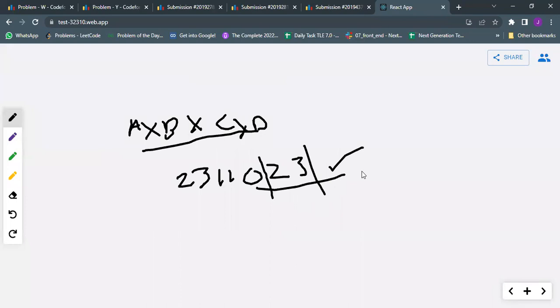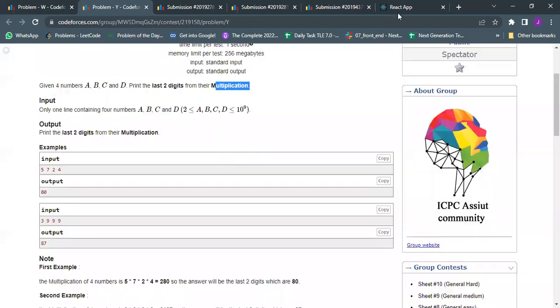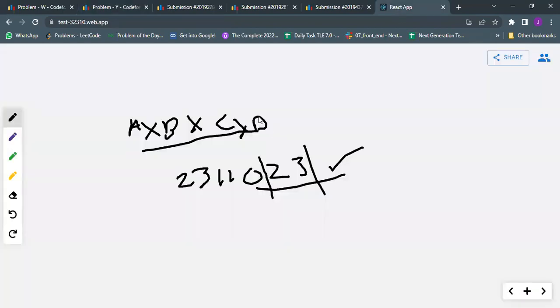Okay, that's what the problem says. Okay, so now let's say you multiply all of these numbers.